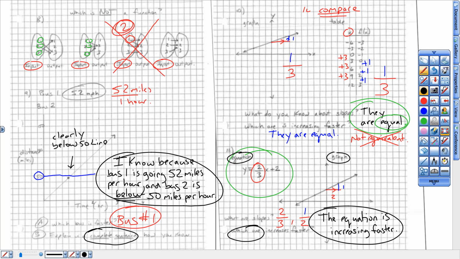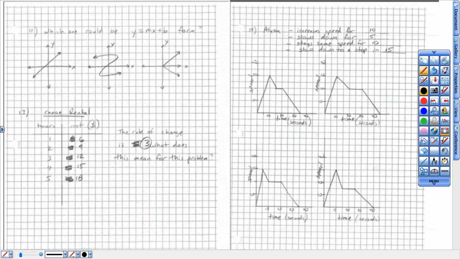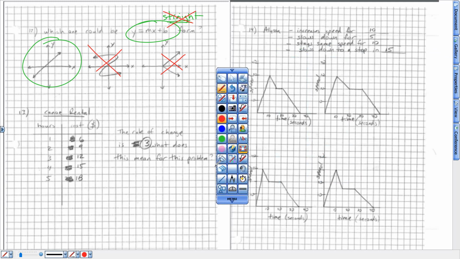All right, moving on. Almost done. Number 11, looking at this one, knowing that for y equals mx plus b, it's got to be a straight line. So this is the only one that is straight. This guy right here has a curvy line, not straight. It needs to be a straight line.